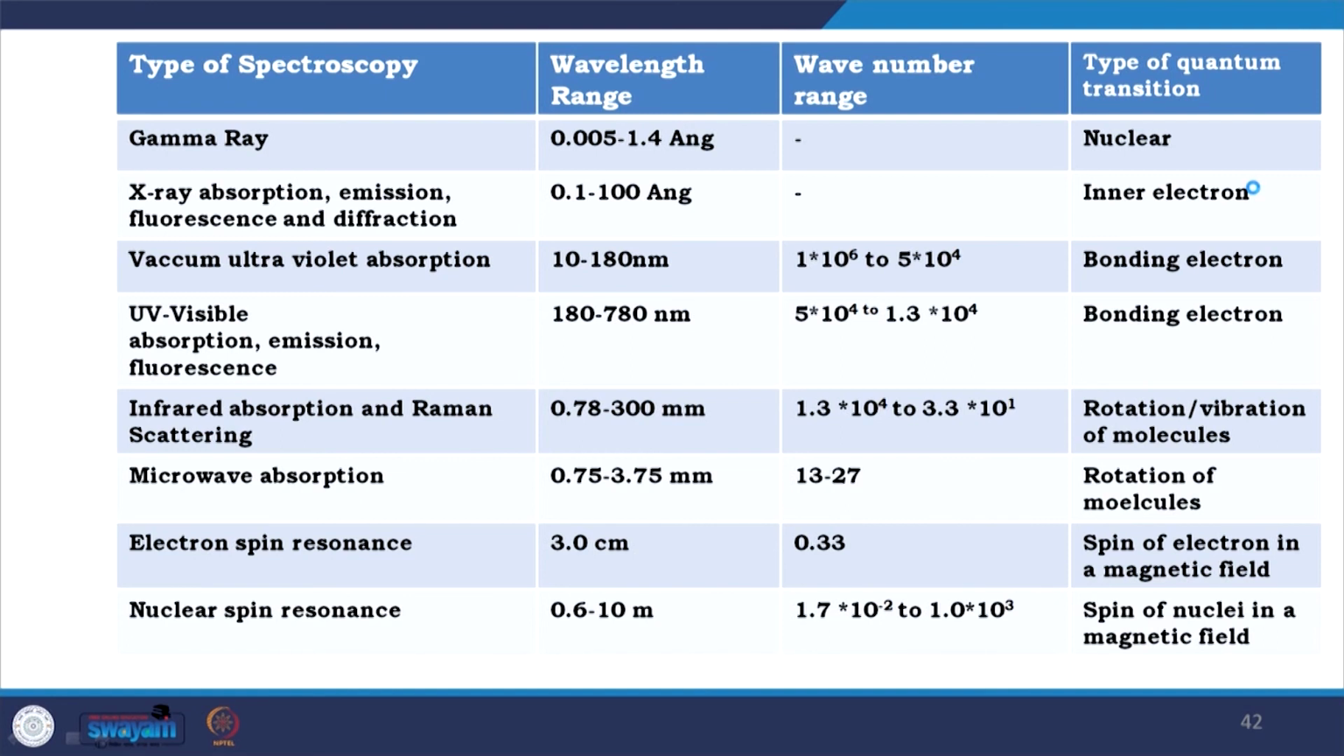Infrared absorption and Raman scattering also work on 0.78 to 300 micrometer, on the rotation and vibration of molecules. Microwave absorption spectroscopy works on 0.75 to 3.75 millimeter, rotation of molecules. Electron spin resonance spectroscopy works around the 3 centimeter wavelength range, on the spin of the electron in a magnetic field. This is kind of similar to what we think about in the case of NMR. So, nuclear spin resonance is the spin of nuclei in a magnetic field, 0.6 to 10 meter.